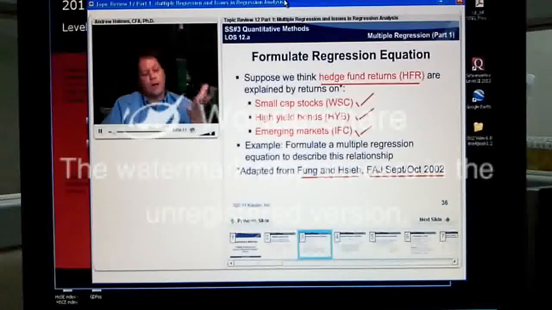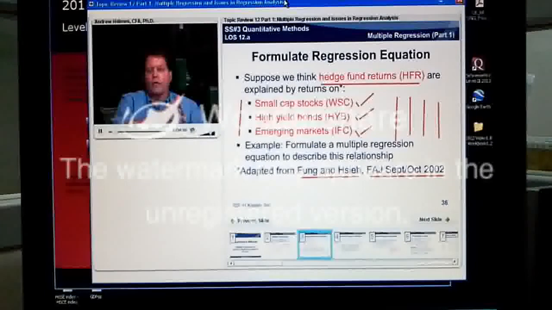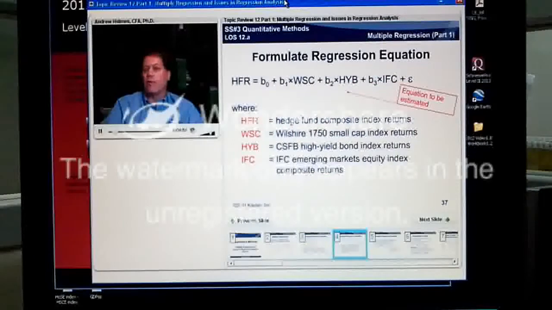So what we're asking is, are hedge fund returns explained by the variation in these 3 indices? So we're going to take hedge fund returns, which on our spreadsheet will be a column of monthly observations for a certain number of months. Then we're going to have a column of small cap returns from that index, the Wilshire index. We're going to have a column of returns for high yield bonds and a column of returns for emerging market. Of course, these are going to be time matched, so we're looking at April of 1999 all the way across, and we're going to regress the hedge fund returns against the other 3 variables. So in this case, we're going to have 3 explanatory variables.